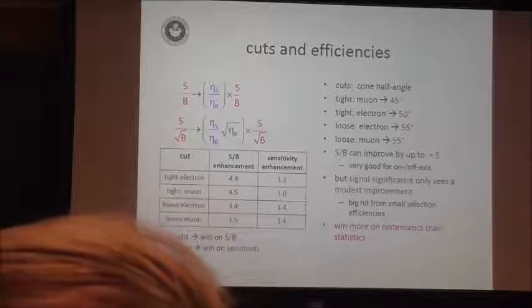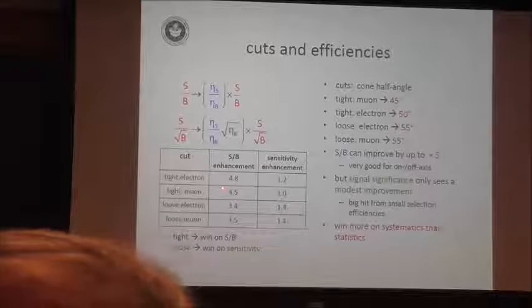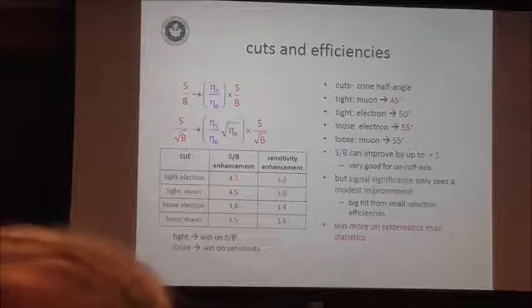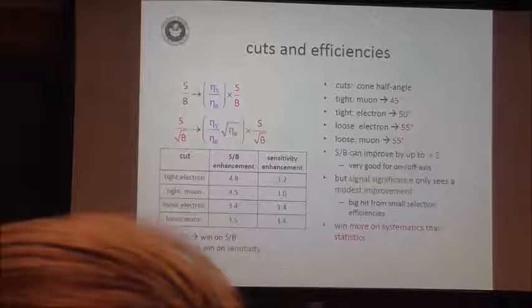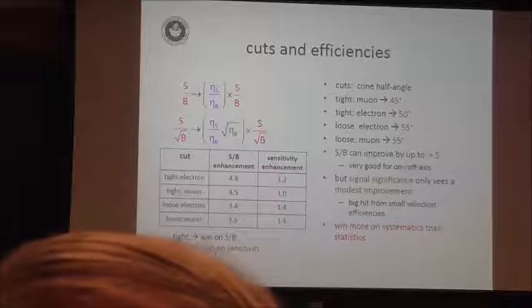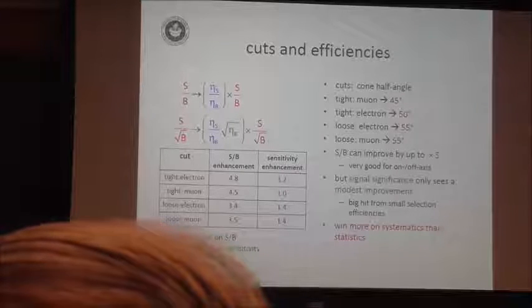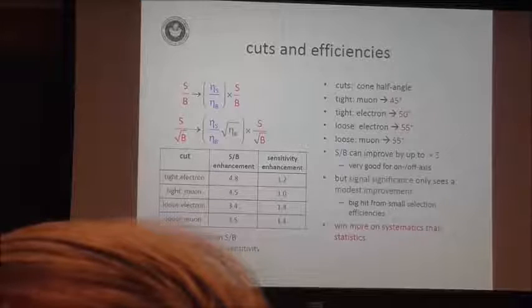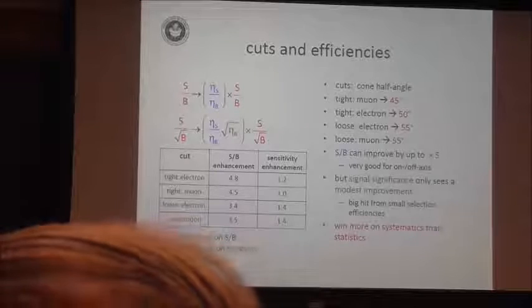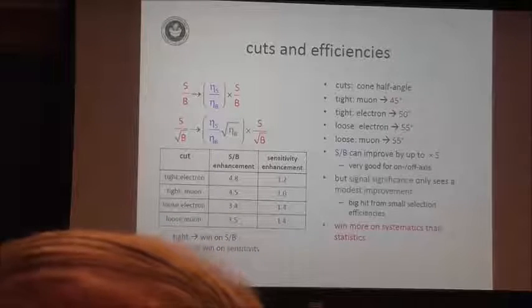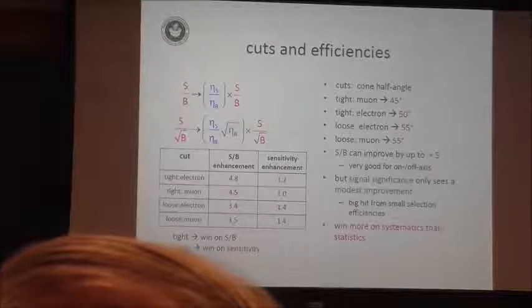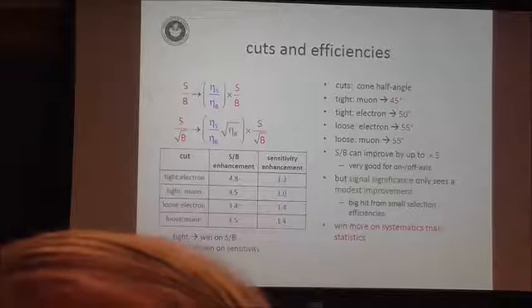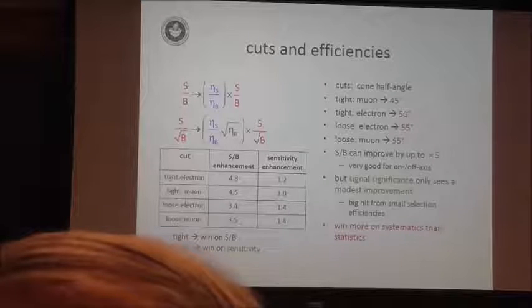Okay, yeah. So what you can see is that you get a big enhancement in the signal to background ratio, but your signal significance really only sees a modest improvement. Basically, it's because you're killed by the selection efficiencies. You're just getting so many fewer events that it hurts your signal significance. In fact, you see that the tight cuts tend to win a little bit more on signal to background ratio. The loose cuts are a little bit better for signal sensitivity.